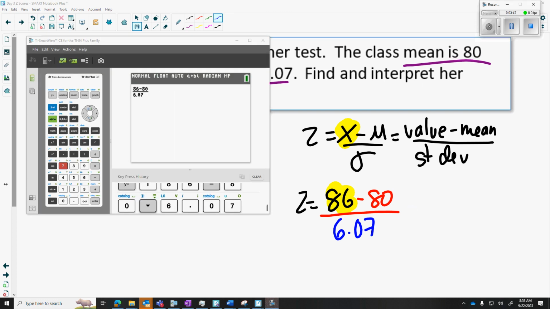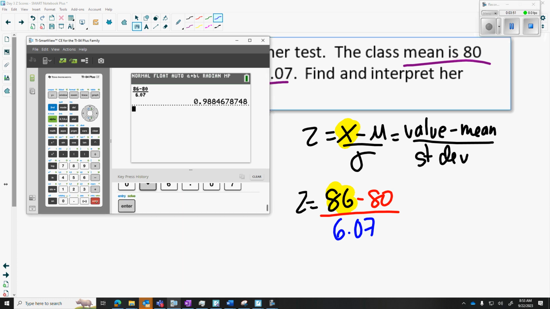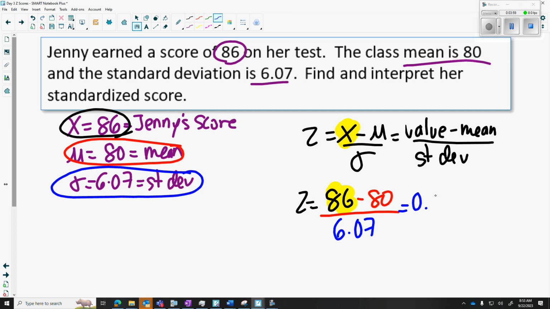In the calculator, you can put it in just like this as a fraction, or you can just do the order of operations yourself. We're going to round z-scores to the nearest hundredths place, which is 2 decimal places. So this is 0.99. This means that her score was about 1 standard deviation, and because it's positive, because it's above the mean, 1 standard deviation above the mean.